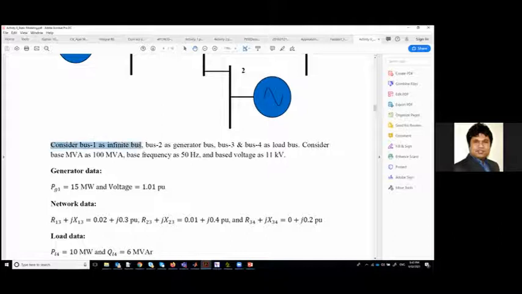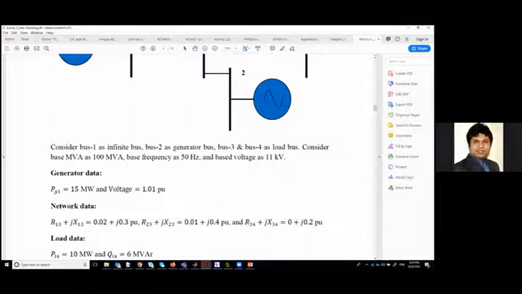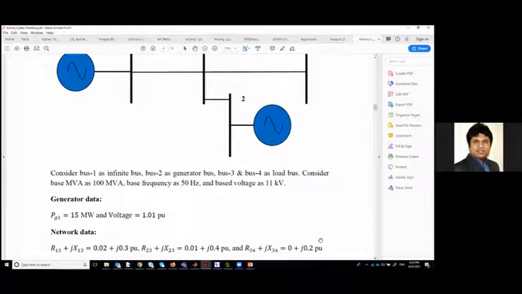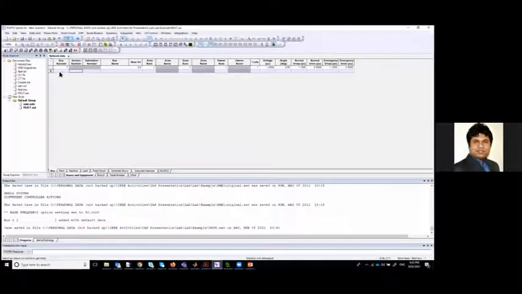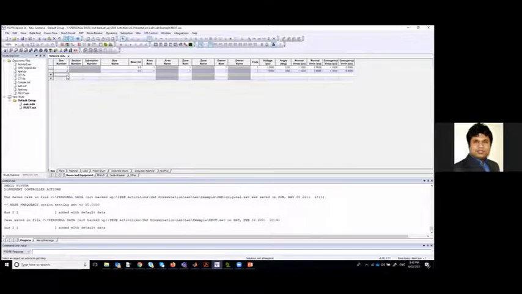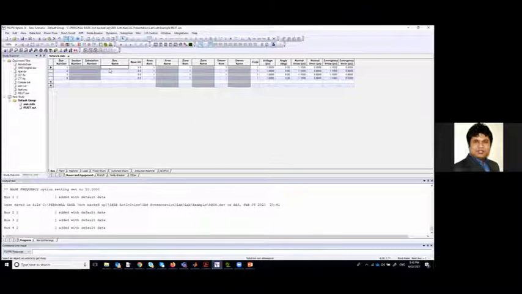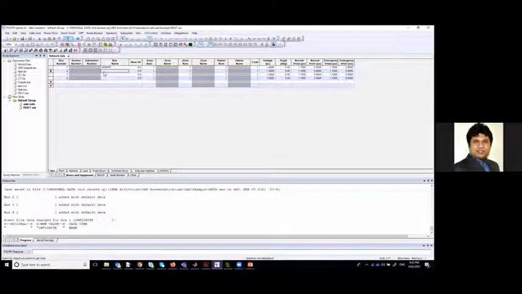as infinite bus, bus 2 as generator bus, and 3 and 4 as load buses. Even if only the generator bus and infinite bus are defined, you can assume that all remaining buses are load buses. Okay, even if it is not said. So let's put it, there are 4 buses in the network. Let's put the bus numbers 1, 2, 3, and 4. Bus 1 is infinite bus. Let's put it as infinite. You can put the bus name. It is not mandatory, just for your information, so that you can understand it later. You don't need to put it even.